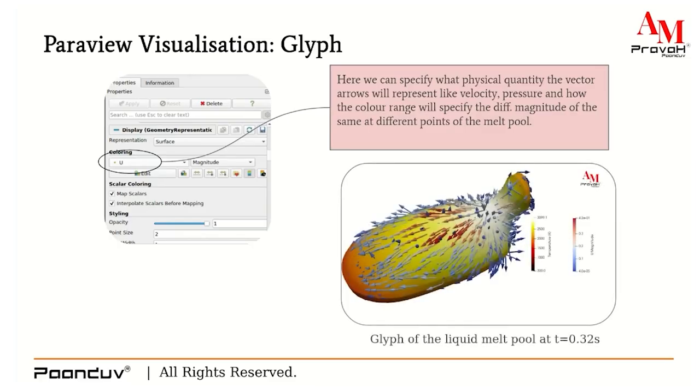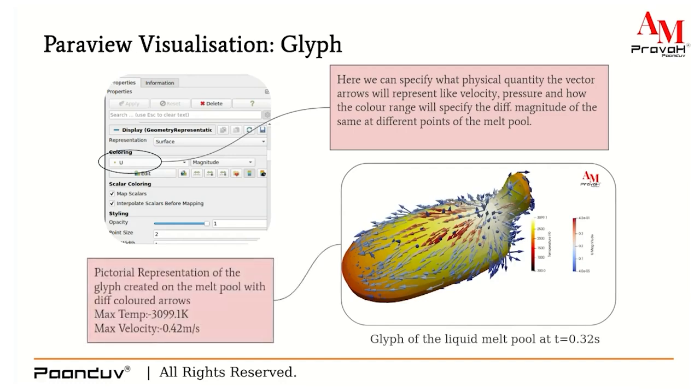So this is the glyph of the liquid melt pool at time equal to 0.32 seconds. This is the pictorial representation with different color arrows. You can see here the maximum temperature recorded is 3099.1 Kelvin, and the maximum velocity recorded is 0.42 meter per second. As you can see, these different colored arrows represent the velocity vectors, and also you can see the temperature range of the melt pool here.